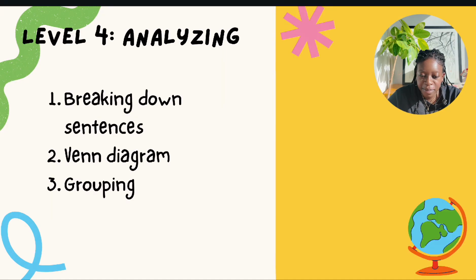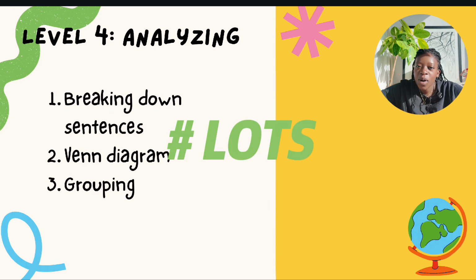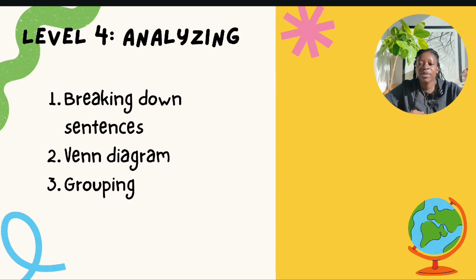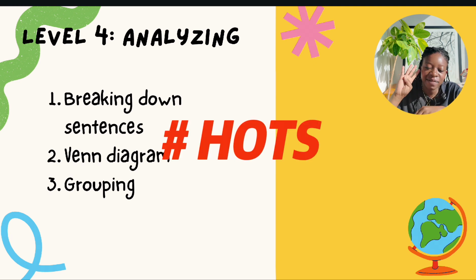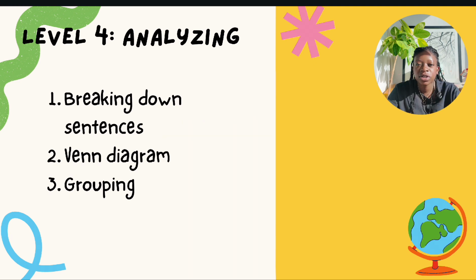All right, next up, we've got analyzing. Now, so far we've been working with lower levels of thinking. Now we're in the big boy leagues. We're in the higher levels of thinking. This is level number 4. Here, students are going to think like engineers. They're going to break down something that already exists into its smaller parts in order to understand how everything connects.